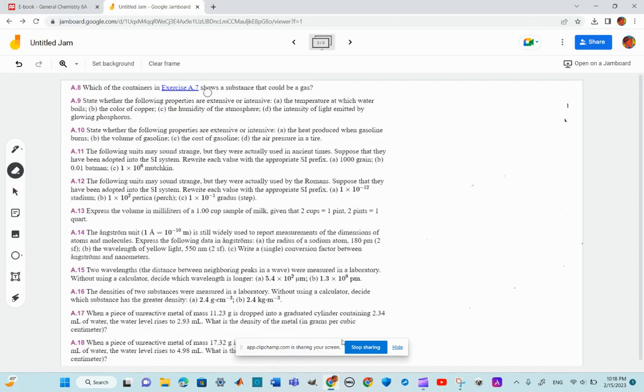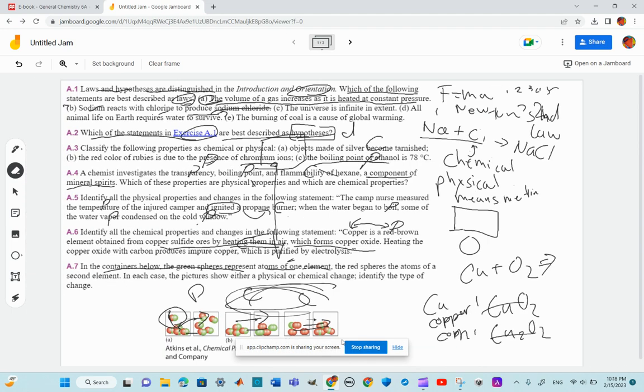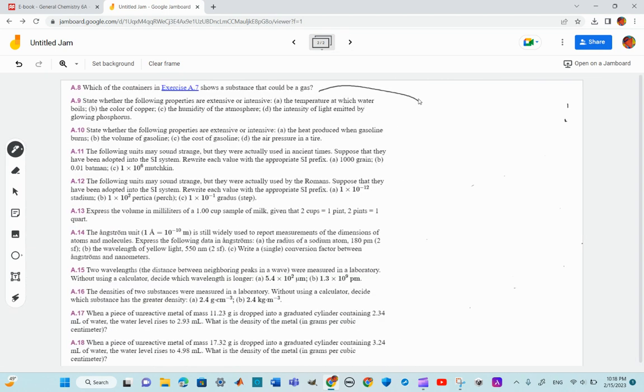Which of the following containers in exercise A7 shows how a substance could be a gas? Oh, well, A7 was this thing. And I should probably hide that to make it less annoying. Gas is this one, A, because basically solid is close together, gas is far apart, and then liquid is in between those two.